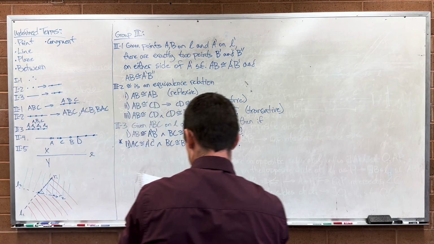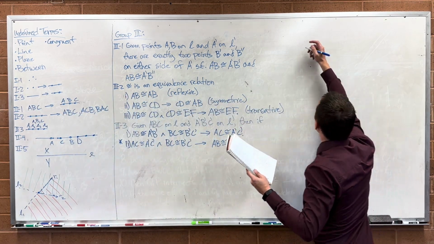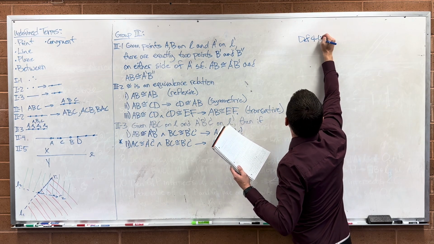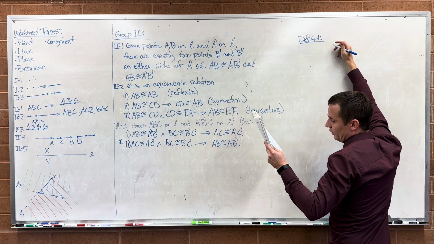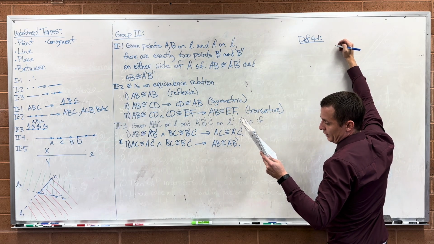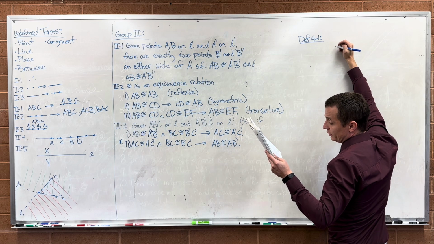So, definition 4.1. Let AB be a segment, let A prime B prime be points on L prime, and let B double prime be on the same side of.